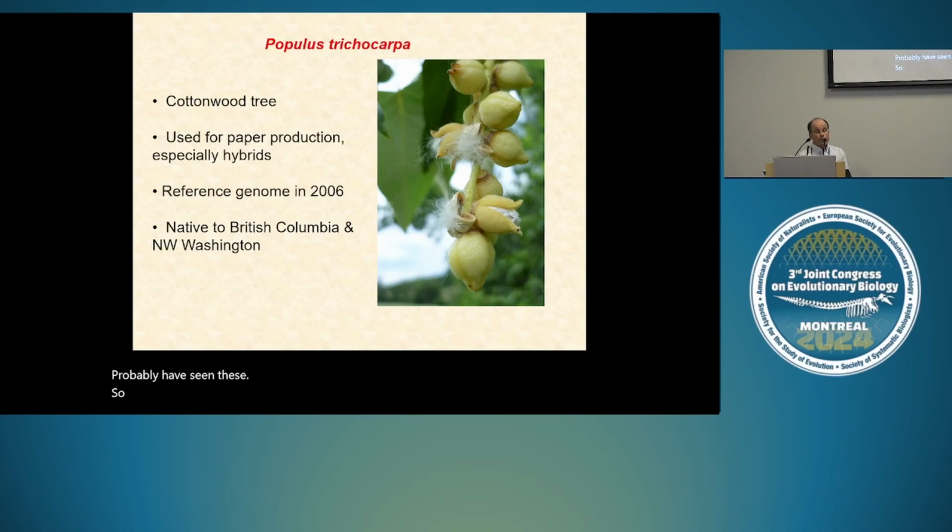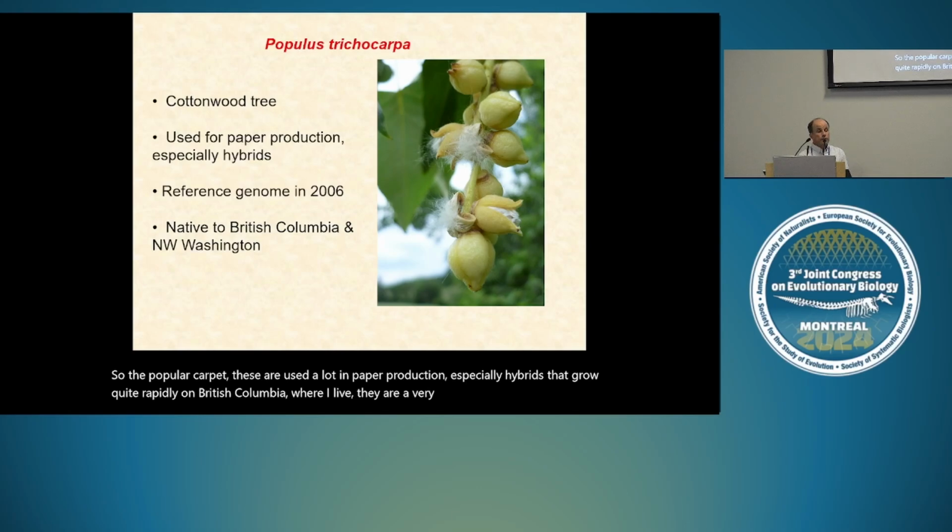The Populus trichocarpa, these are used a lot in paper production, especially hybrids that grow quite rapidly. In British Columbia, where I live, they are very important from the perspective of growing them for paper products. There is a reference genome that was first published back in 2006. So it was one of the first few plant genomes that was sequenced. And these are native to British Columbia and Northwest Washington, this particular species. There's also another species, Populus balsamifera, that's spread across a wide range of North America, but across Canada and parts of the United States.